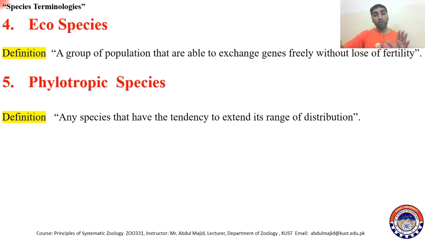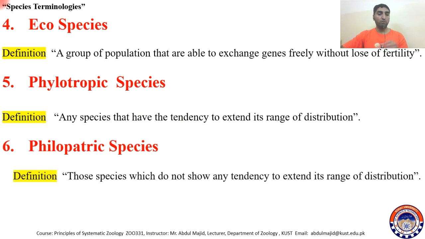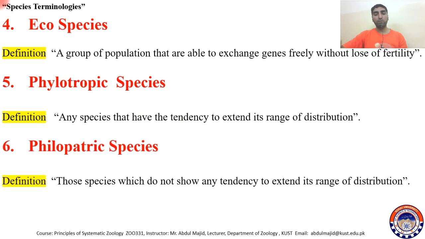Now, not all organisms have this tendency. Those organisms which have the tendency to extend their range are known as phylotropic species. The opposite is the philopatric species, those species which do not show any tendency to extend their range of distribution. This lack of tendency may be because of weak locomotor organs, a weak physiological system, or barriers. There are many reasons, but those species which have the tendency to extend their range of distribution are known as phylotropic species, and those which do not are known as philopatric species.